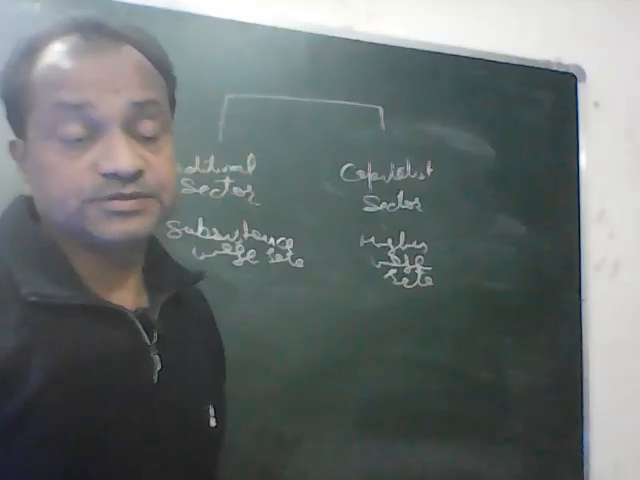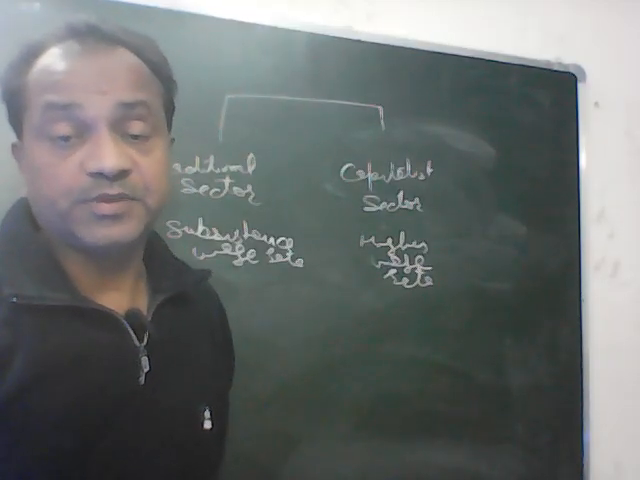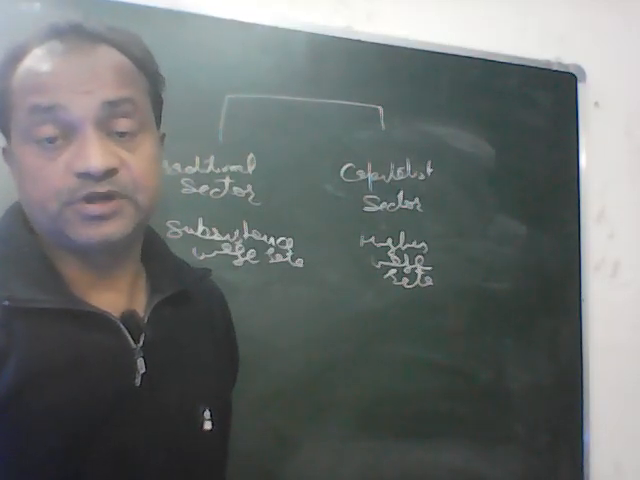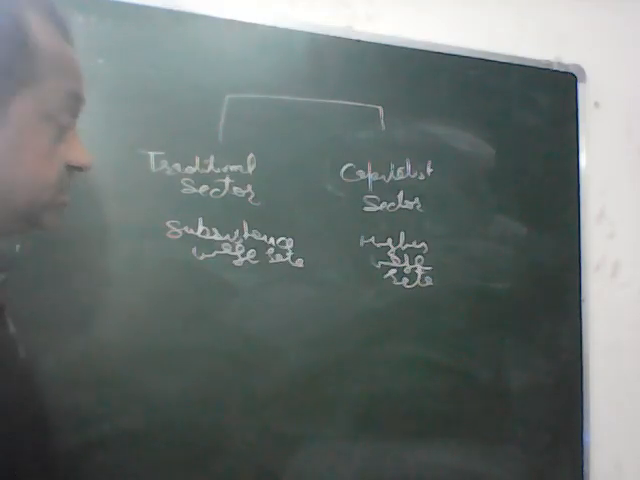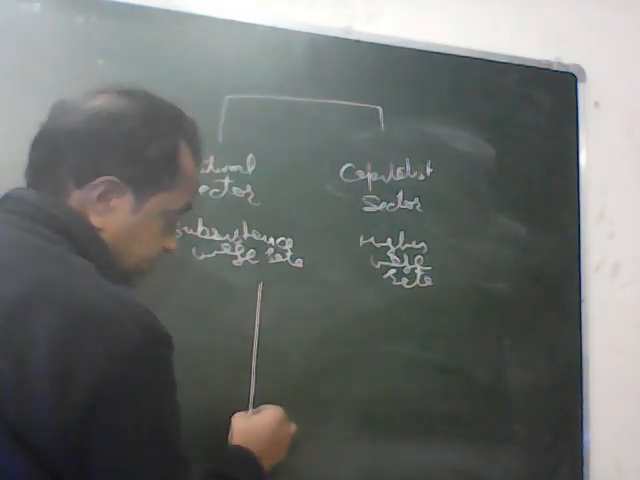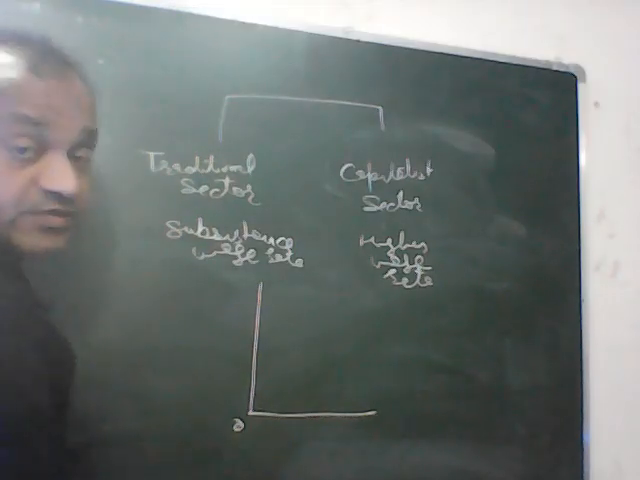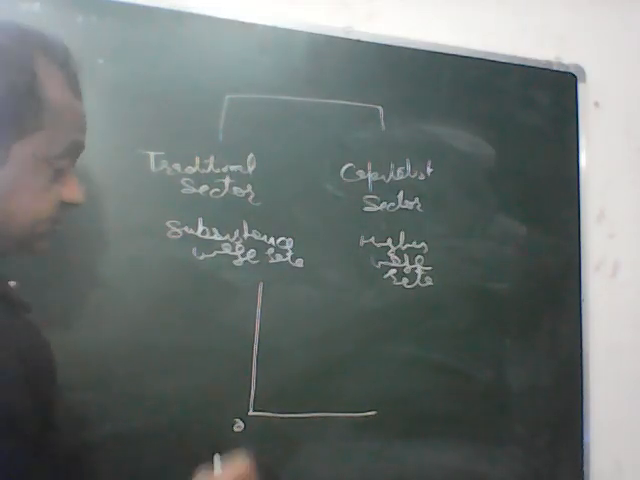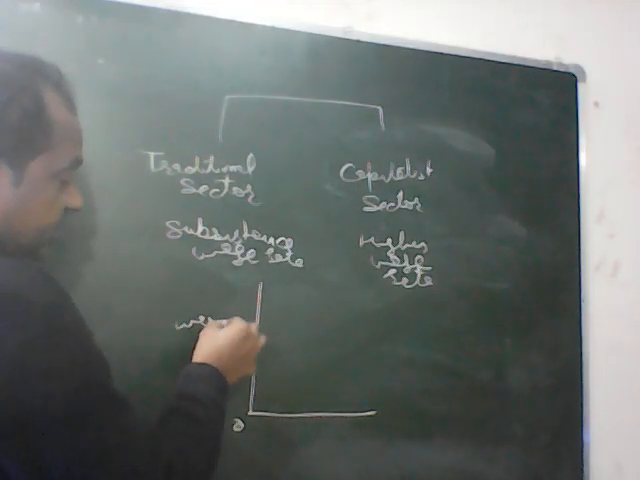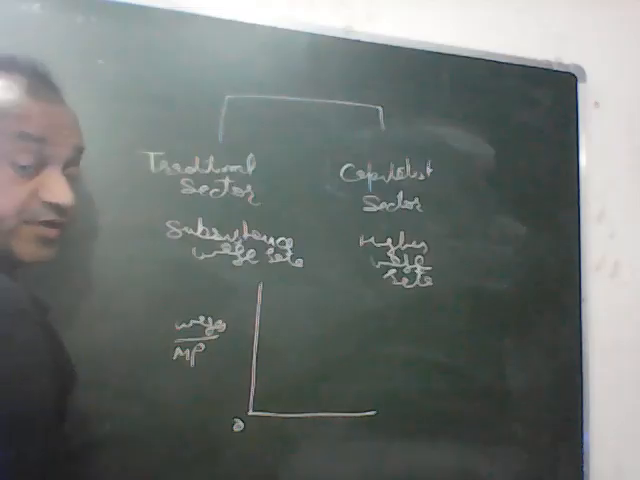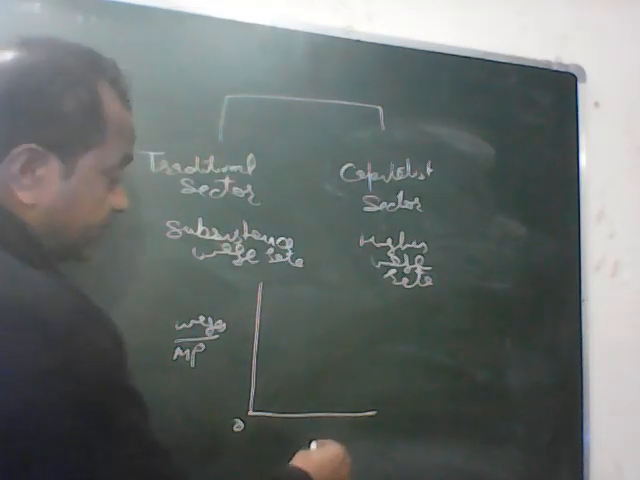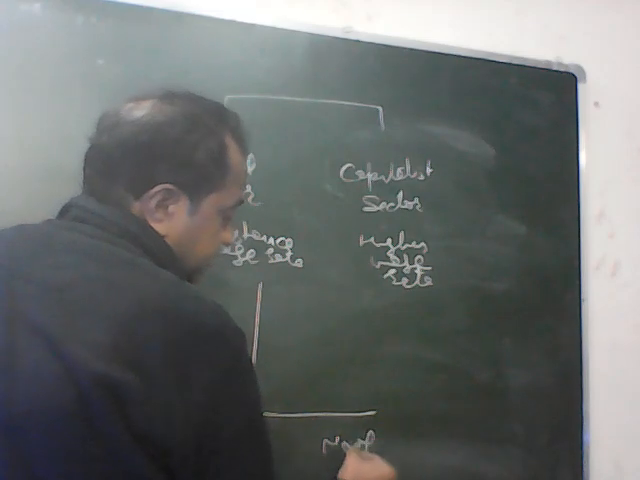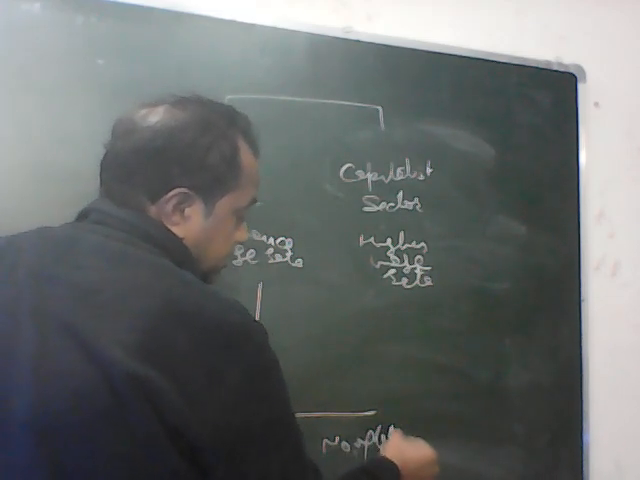So Lewis explained, why not migrate the surplus labor of the traditional sector into the capitalist sector? And he has explained this with a model. We can make this model as well. We have wage rates and marginal productivity on the y-axis, as well as the number of laborers on the x-axis.